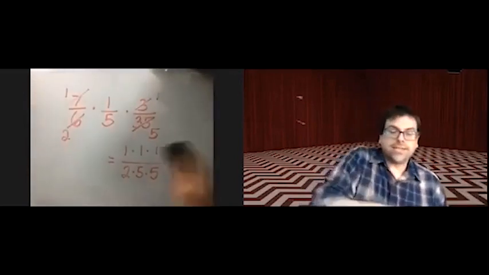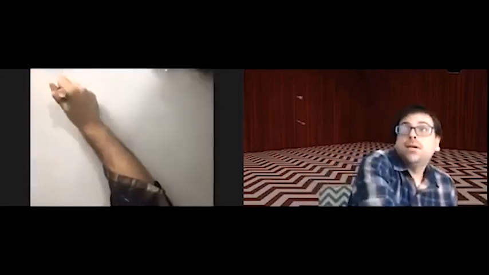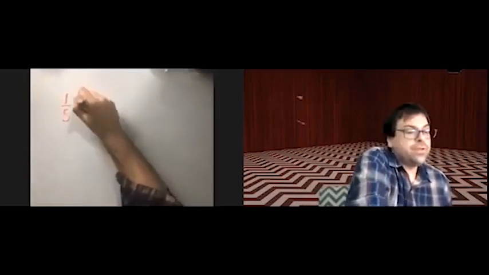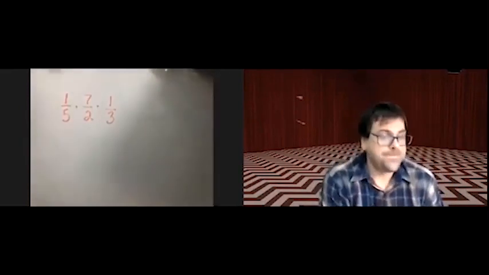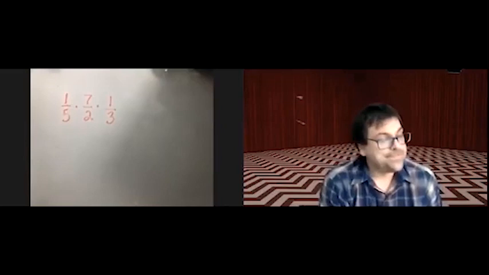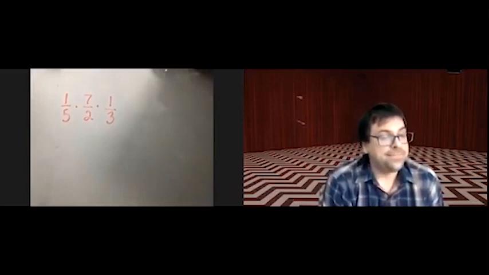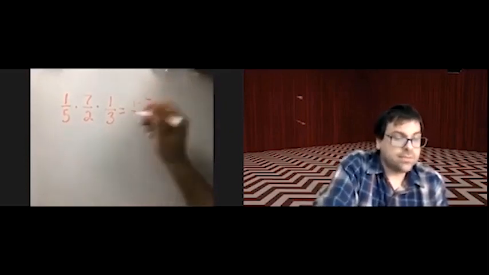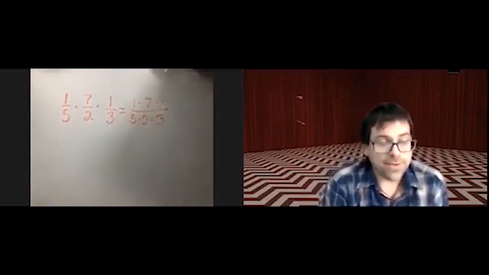Let's do another like this. 3 fractions. 1/5 times 7/2 times 1/3. Well, nothing cancels. The only thing of interest on the top is a 7, and nothing on the bottom can be divided by 7. So we have to go straight across the top. 1 times 7 times 1. Straight across the bottom. 5 times 2 times 3. If we can't cancel, we can't cancel. Got to do it.